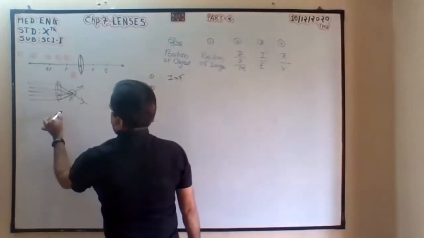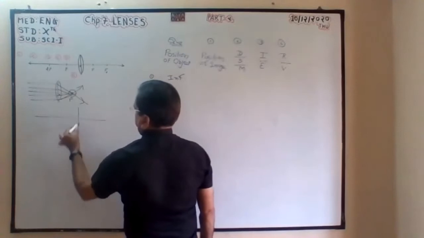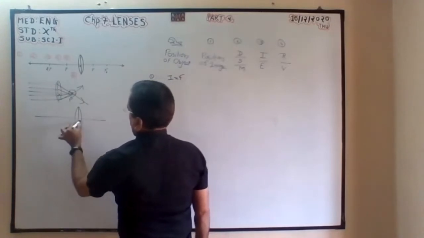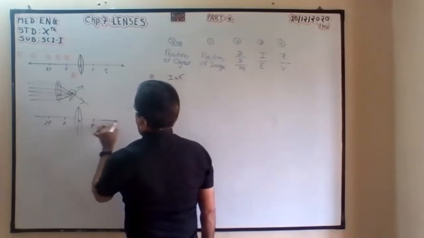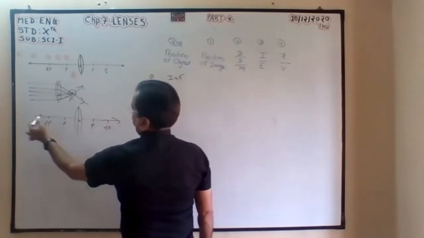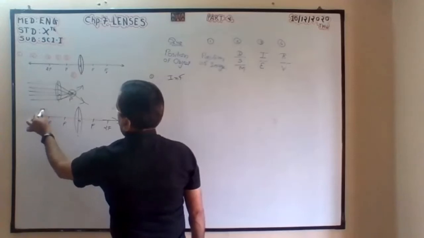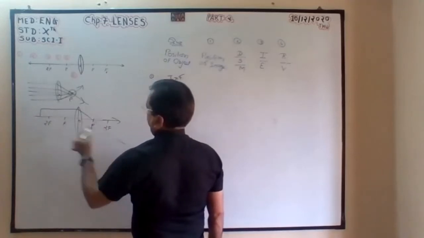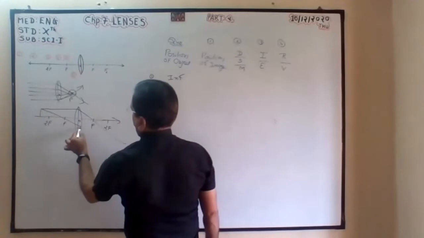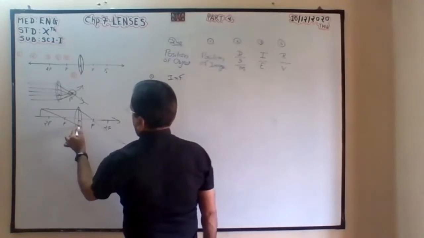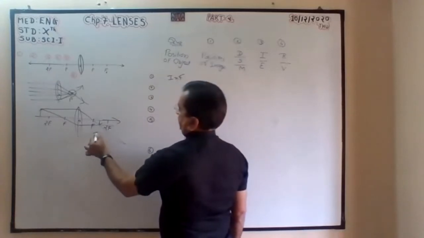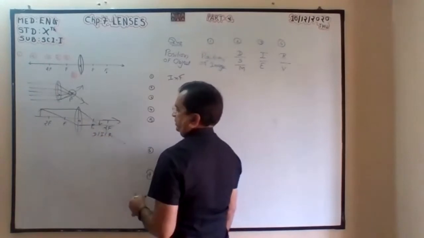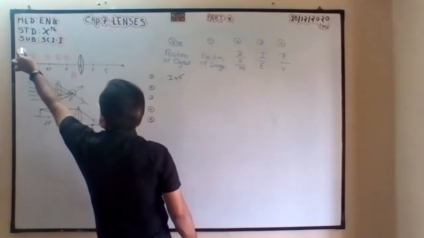Second position. O, F, 2F. It is beyond 2F. Draw a parallel line, pass through F, and draw another parallel line. Compared to the object, the image is diminished, inverted, real, in between F and 2F. First, second, now third.